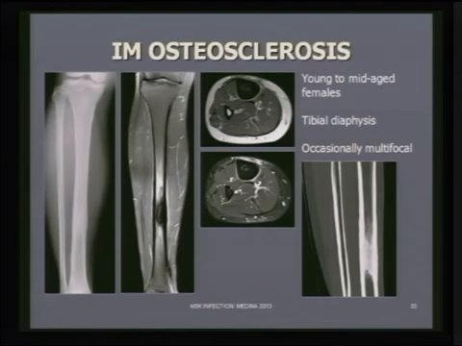Intramedullary osteosclerosis is a relatively rare condition. We've seen it most commonly in young to middle-aged females, again most commonly in the tibial diaphysis. And what we see on plain film is a mild area of bone expansion with medullary sclerosis, which can obliterate the medullary cavity. Again, depending on its level of activity, we may see associated marrow edema, as we see in this case. And this is what makes us worried about the possibility of infection, of a chronic infection.